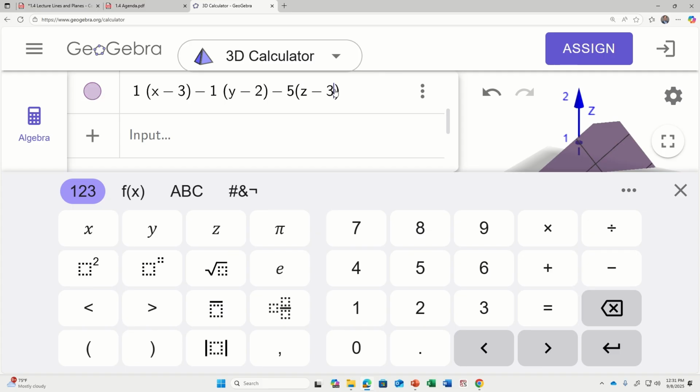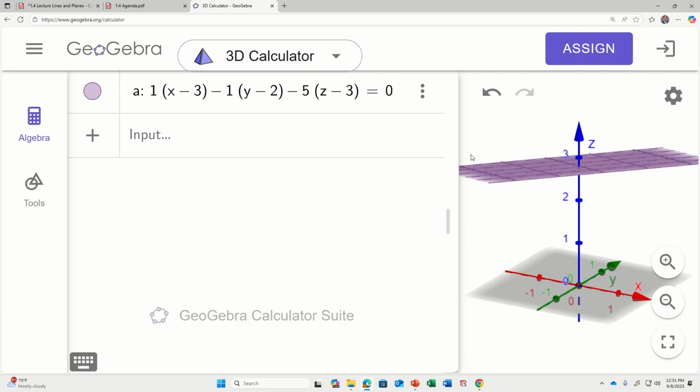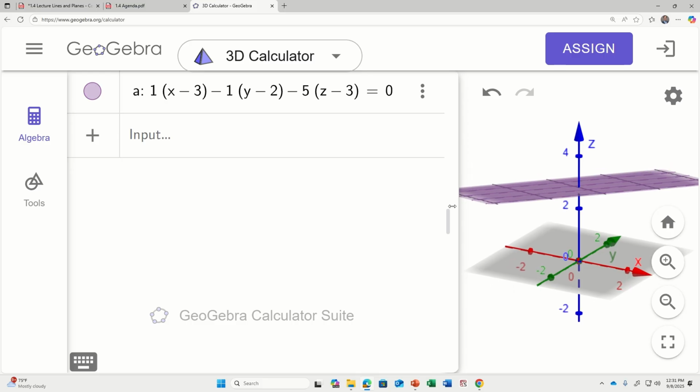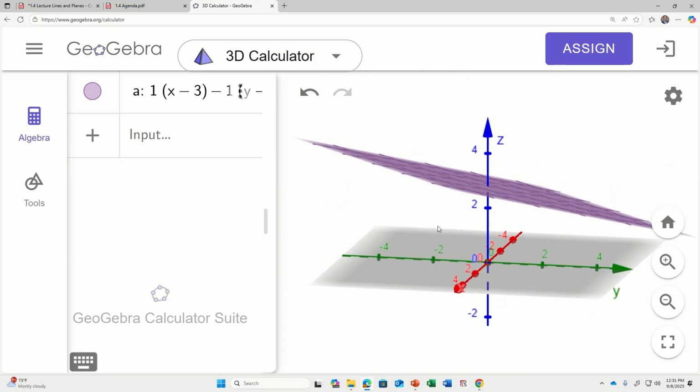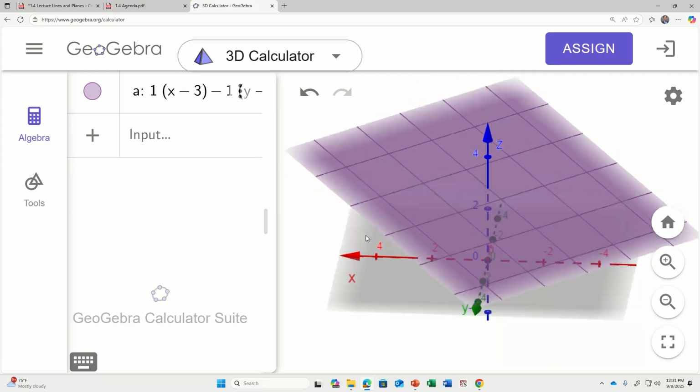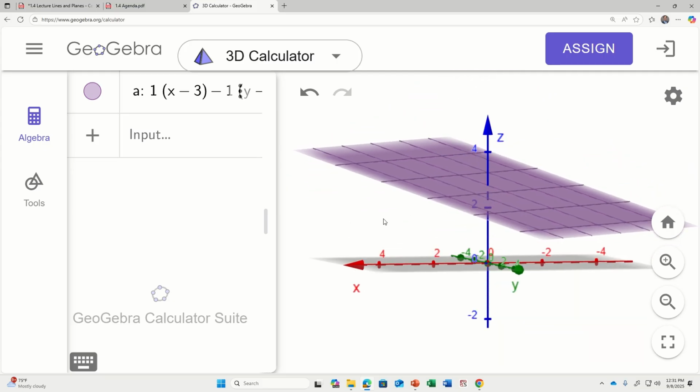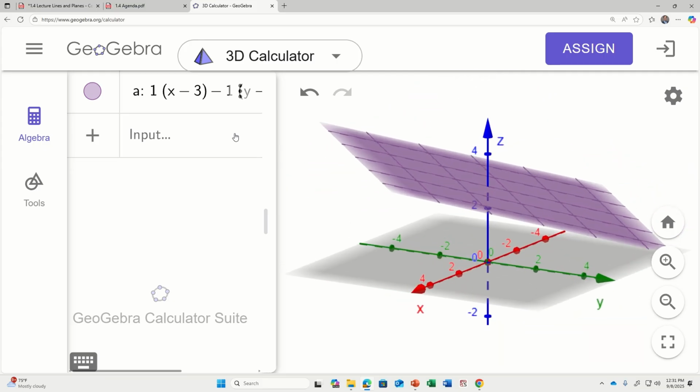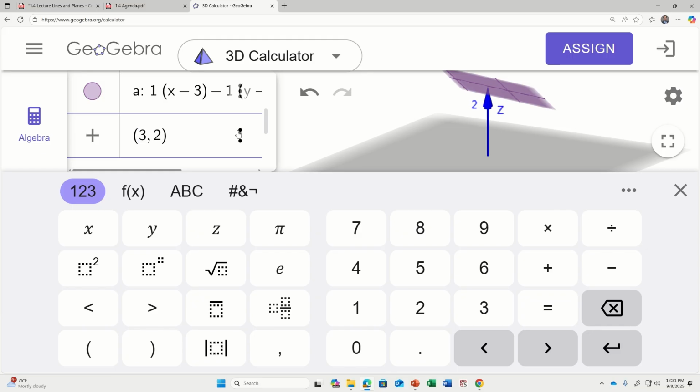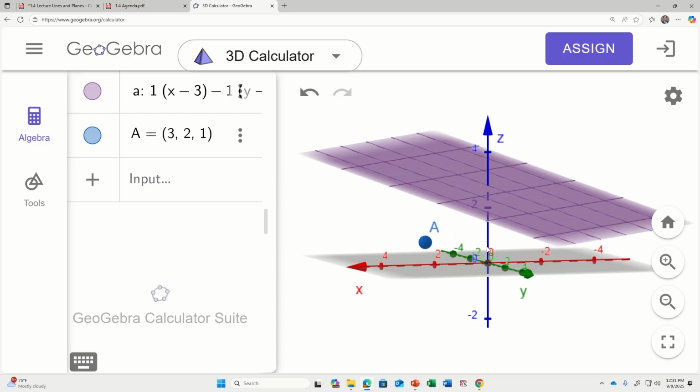Wait, no, minus 3. So minus 5 minus 3 equals 0. Now, let's try zooming out again and see if we see it. Okay. There it is. That's my plane. And so that plane passes through the point 3, 2, 1, where the x-coordinate is 3, the y-coordinate is 2, the z-coordinate is 1.